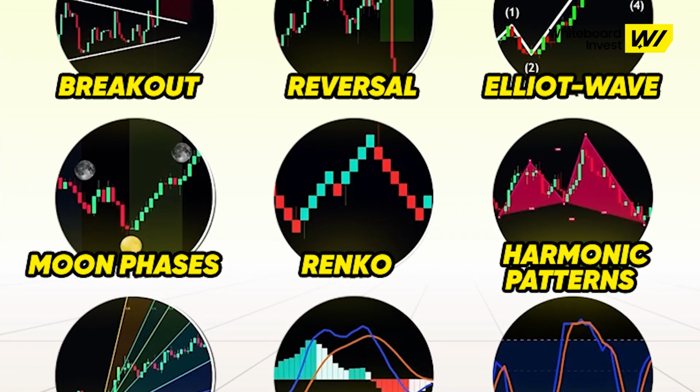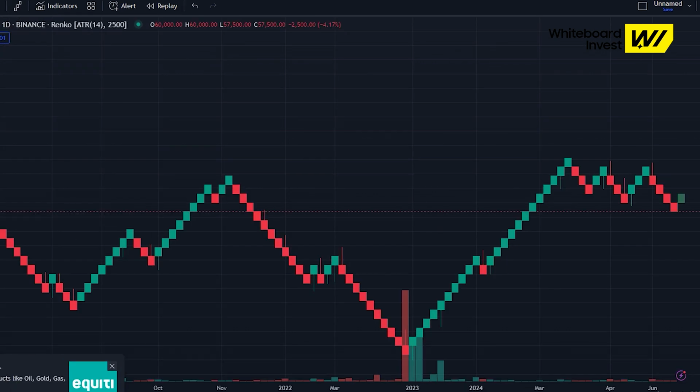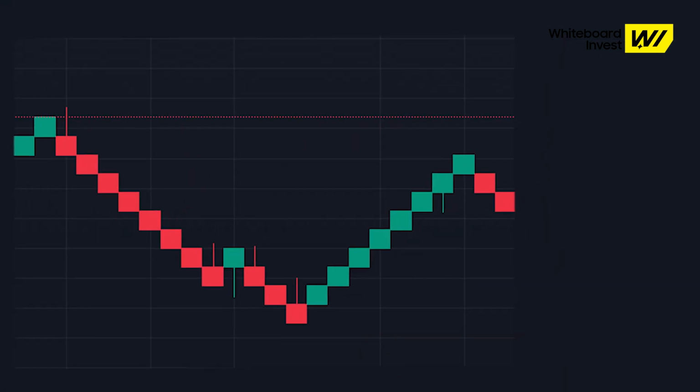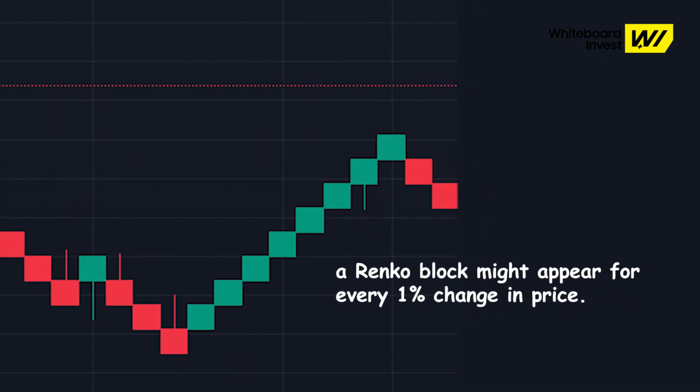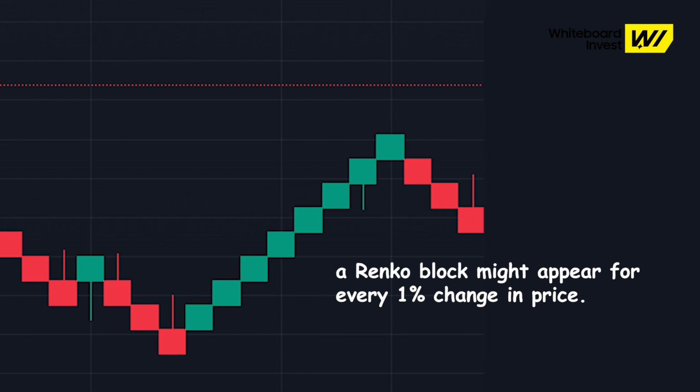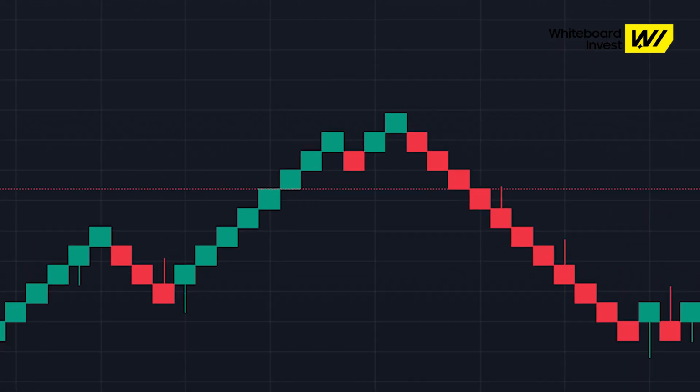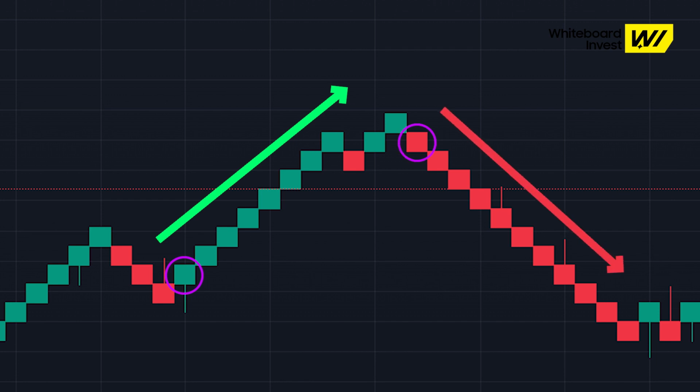Renko charts replace traditional candlestick charts with blocks that form based on price changes, not time periods. For example, a Renko block might appear for every 1% change in price. This means each block represents a 1% price change, though you can adjust this parameter in the indicator settings. Traders use Renko charts to filter out noise and identify trends. A green Renko block signals an uptrend, while a red Renko block signals a downtrend. Remember, Renko charts only act as an indicator and do not display the real market price.